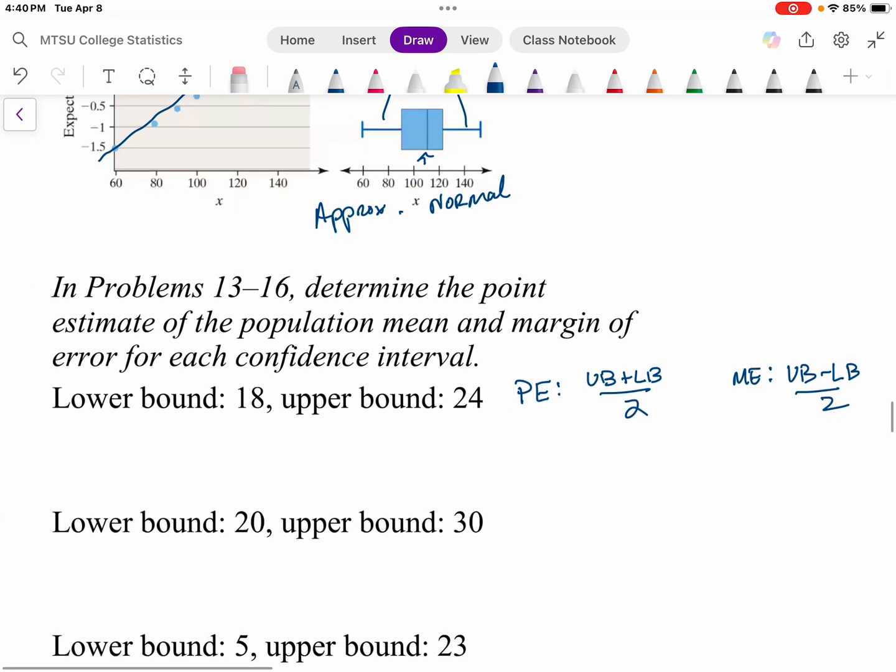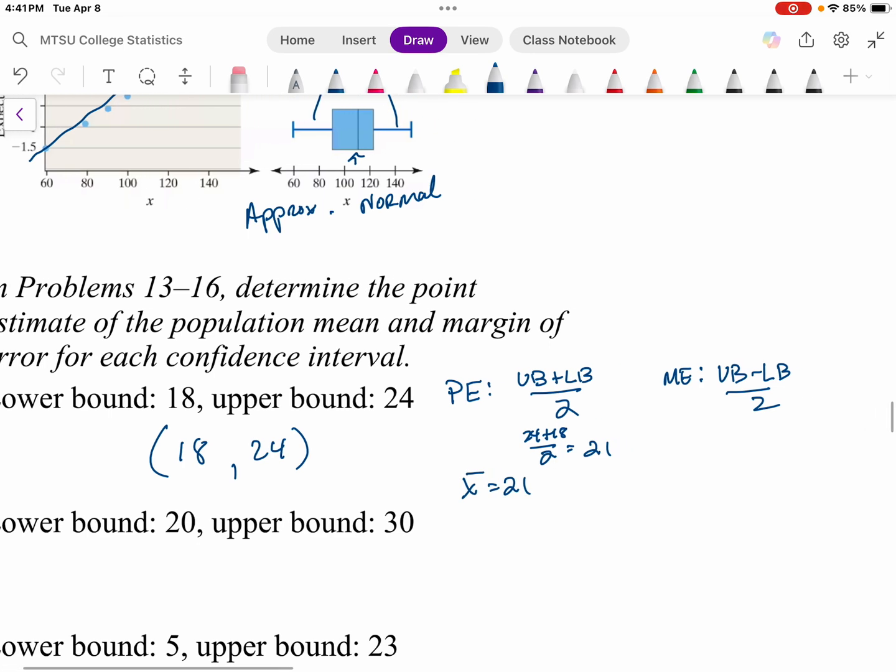So all we're doing here is trying to figure out, okay, we know the two numbers that make up the confidence interval, 18 and 24. That's my confidence interval. So now I just need to say, okay, what's 24 plus 18 divided by 2? 42 divided by 2 would be 21. So that's my x bar. x bar is equal to 21.